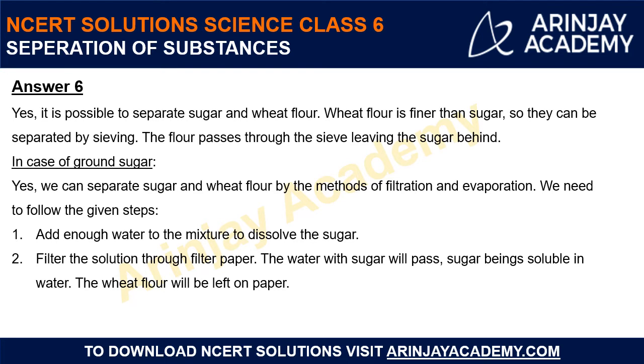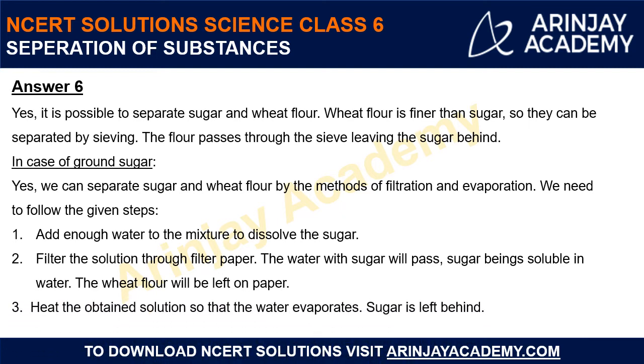So by this you can separate the sugar solution from the wheat flour. Now अब हमारे पास क्या problem आ गई? Now we have separated wheat flour, but how to separate the sugar from the sugar solution? So in that case we can do evaporation. So we will heat the obtained solution which has filtered out so that the water evaporates. By this the sugar will be left behind and we are finally successful in separating sugar and wheat flour individually.